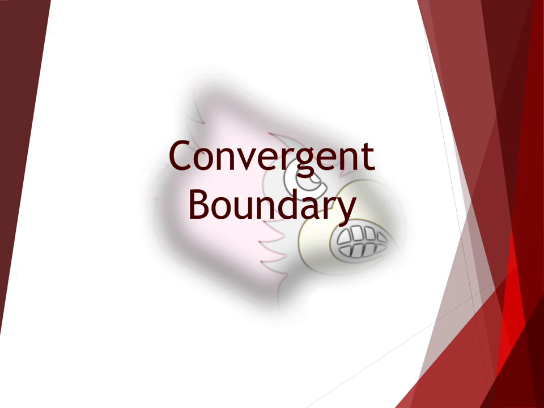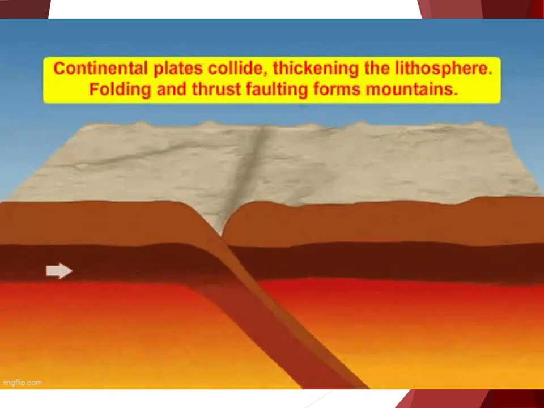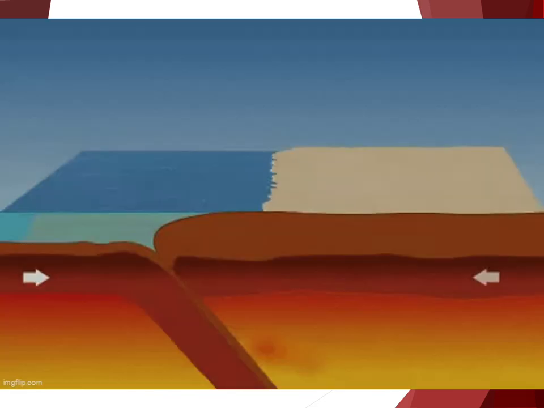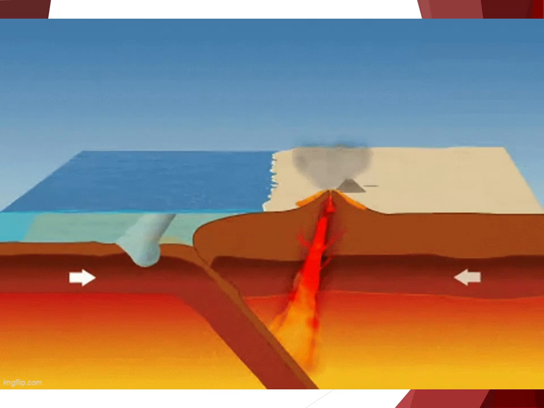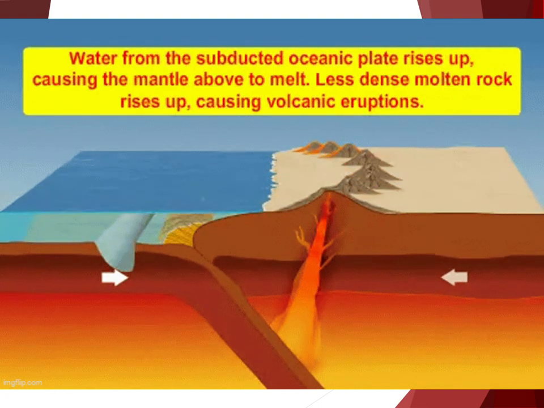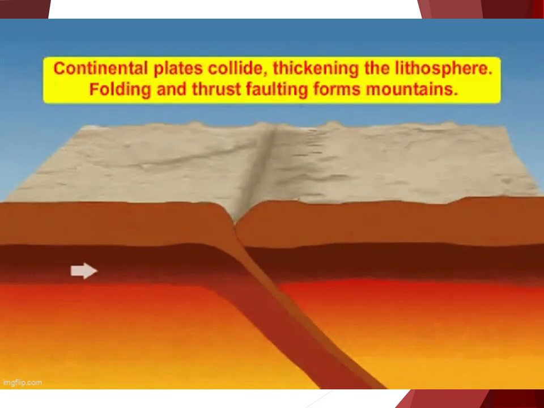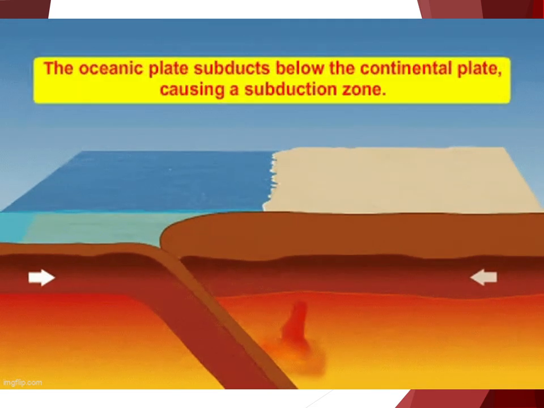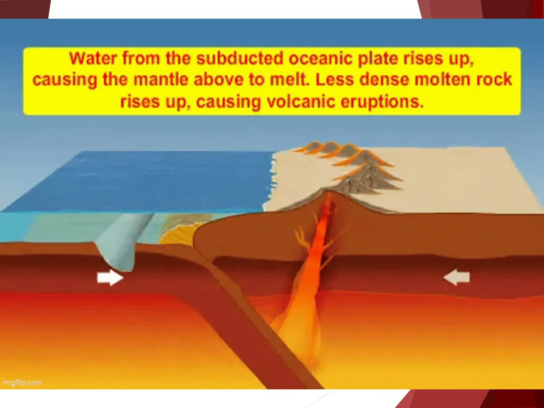Our first main idea: convergent boundary. A convergent boundary forms when two plates move together. This type of boundary forms between two oceanic plates, two continental plates, or an oceanic and a continental plate. Features along a convergent boundary result from the compressional forces. When an oceanic plate converges with a continental plate, the oceanic plate sinks below the continental plate.